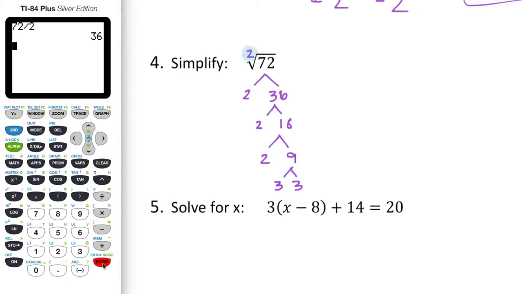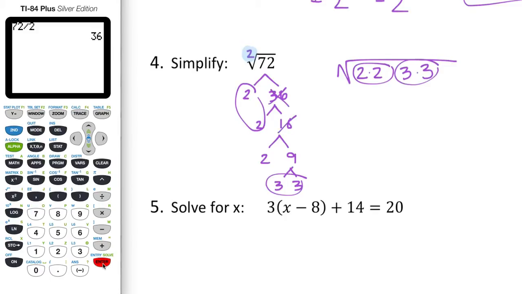So since our index is 2, that means we're going to circle pairs. So we have a pair of 2s, a pair of 3s. So we're going to put that inside. We'll have 2 times 2 and 3 times 3. Remember, cross out once we've divided everything. The thing that we are left over with is a 2. So we're going to cross out our 2, bring it out in front. Cross out our 3, bring it out in front. We're left with a 2 on the inside. Our last step is to multiply those two numbers in the front. So we're going to have 6 square root of 2 as our answer.